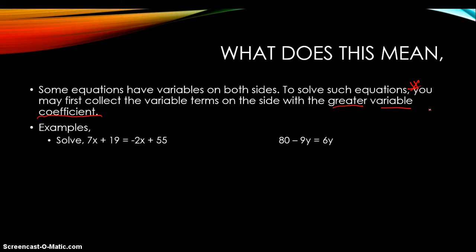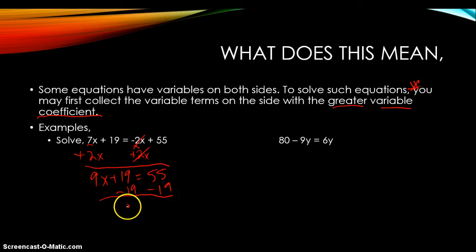So here's some examples. Let's solve this: 7x plus 19 equals negative 2x plus 55. Well, by the definition, I'm looking at the coefficient. We have a 7 and we have a negative 2. So the 7 is greater, so I'm going to bring this negative 2x over. And I bring that over by adding 2x. So we know that 9x plus 19 equals 55. And now we're used to solving problems similar to this. So we subtract 19, because we're trying to isolate the variable.